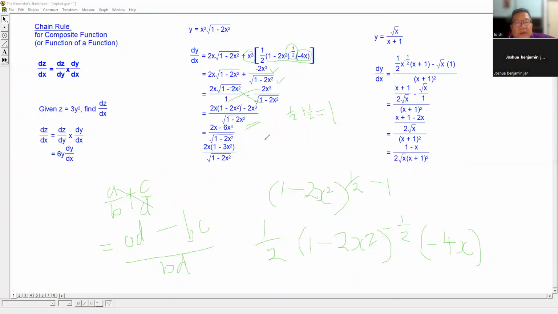Okay. This one okay or not? Here? Okay. Then I factorize the 2x. I take out 2x, become 1. Take out 2x, become 3x squared. So this is the final answer.